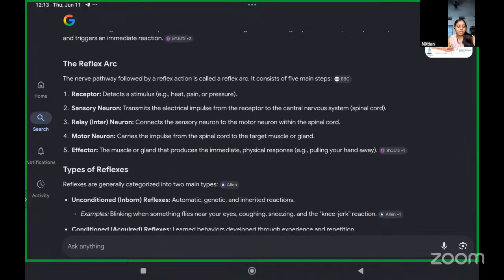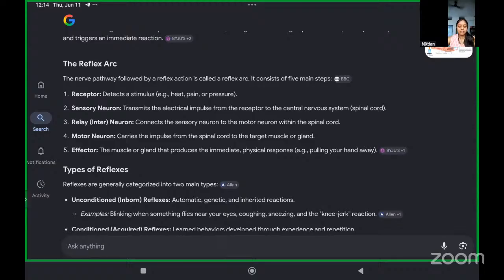Now, how does this actually work? We have the hand, the limb, that touches the source. And what does it detect when we have a reflex action? Either heat, from a fire or a candle, pain, or pressure. Those three things it detects.